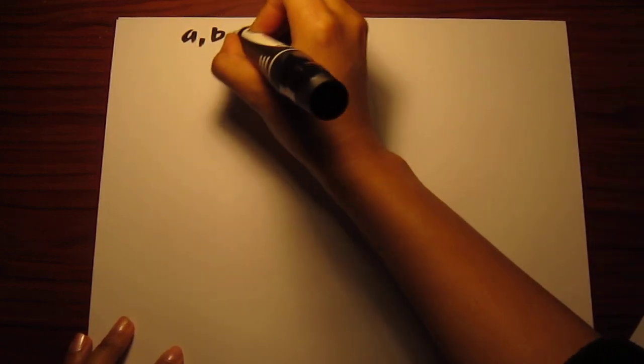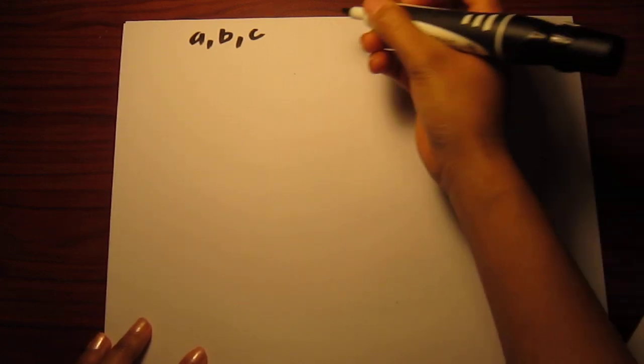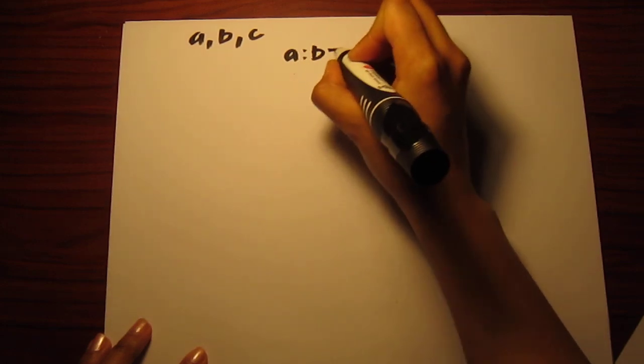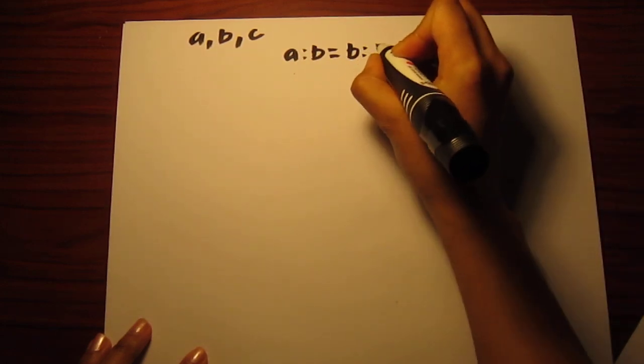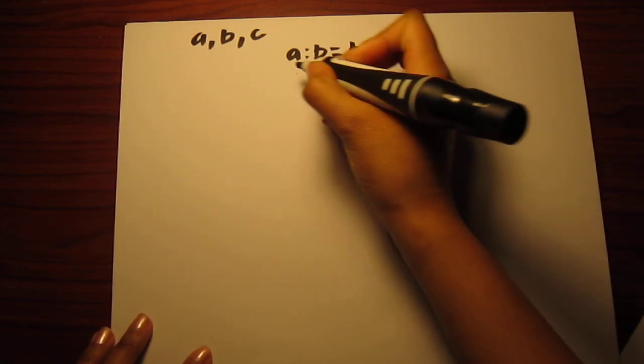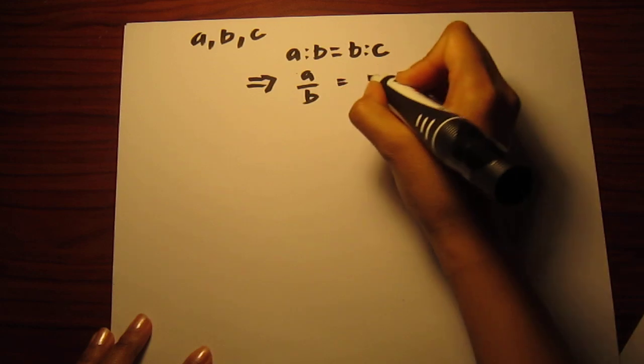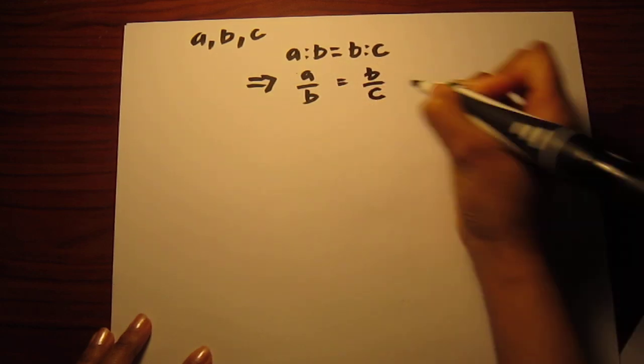Okay, now to do this, we set up this property here. Let's say we have arbitrary constants A, B, and C. Okay, and then we set up a ratio among them. So we say A has a ratio to B, which is equal to B to C. Now this is the same thing as saying A to B is equal to B to C.